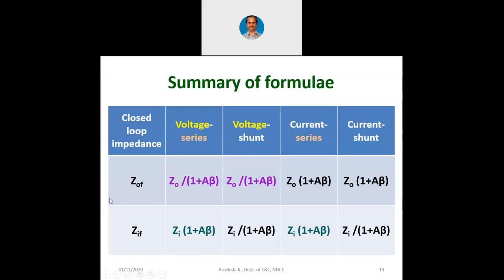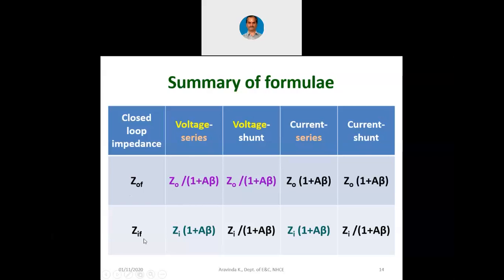But you have already seen this particular derivation in the previous class. Let us have a remembrance once again. Closed loop output impedance ZOF, in case of voltage series, is ZO divided by 1 plus A beta. That means, in case of voltage series, output impedance is going to be reduced. In case of voltage shunt also it is going to be reduced because it is related to voltage at the output. Whereas in case of current, it is going to be increased. It is ZO into 1 plus A beta. In case of current shunt also it is ZO into 1 plus A beta.